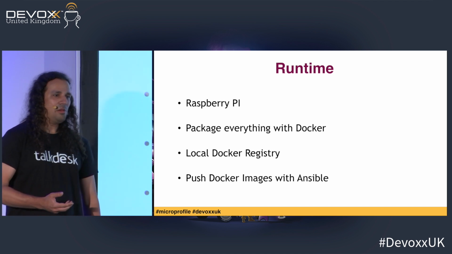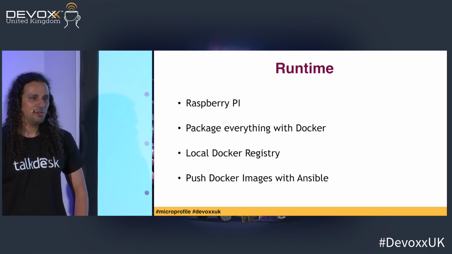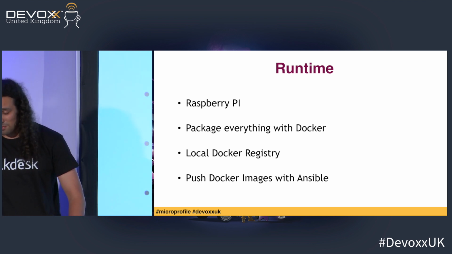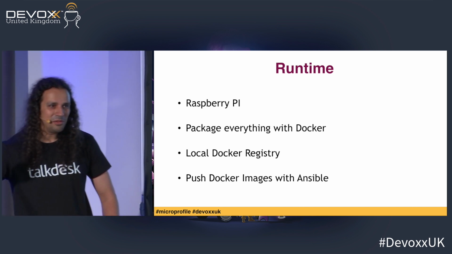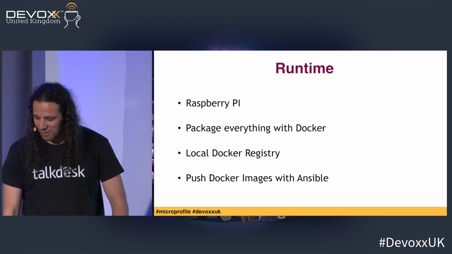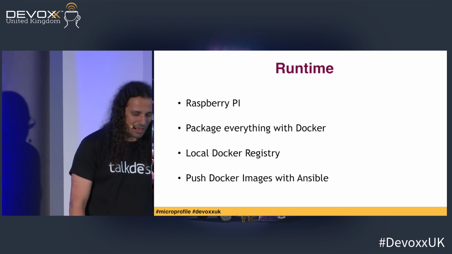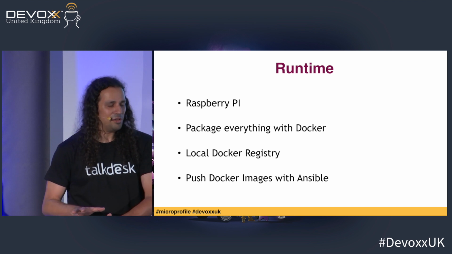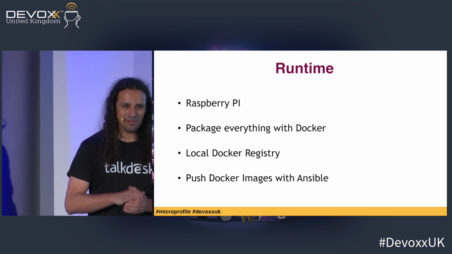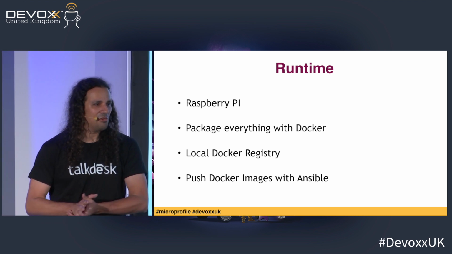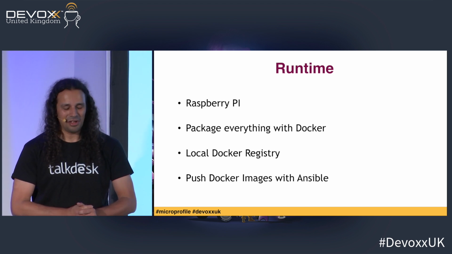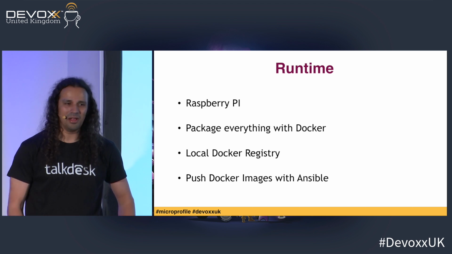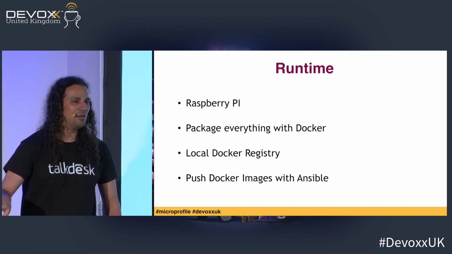And then on the runtime, of course, we're going to use some of our laptops. But I'm not sure if you've seen these little pieces that we have over here. Maybe the people in the back are not able to see it. But we have here a bunch of Raspberry Pis. So one of the things we're going to do is package everything with Docker. We're going to push this to a local Docker registry. And then we're going to deploy a lot of stuff there on the Pis.